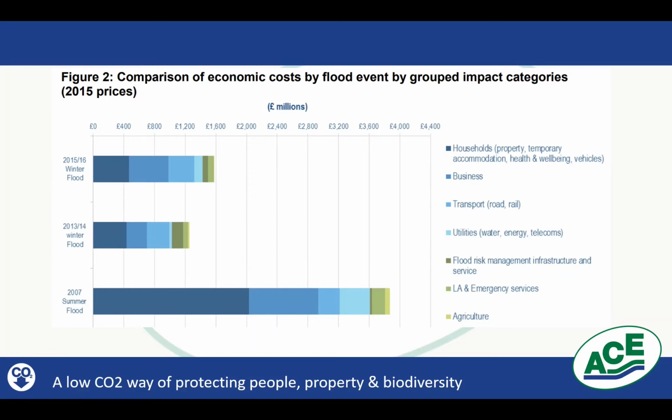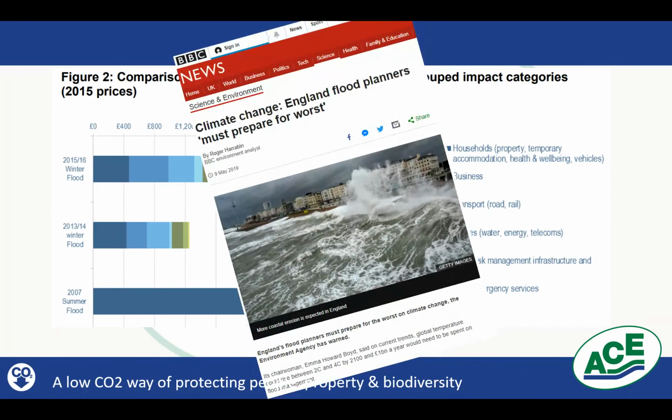The Environment Agency agree that the climate change is going to get worse. England flood planners must prepare for the worst. We're looking at rising sea levels. We're looking at higher temperatures, and therefore by 2100, we need to be spending at least 1 billion a year extra than what we are now on flood management.